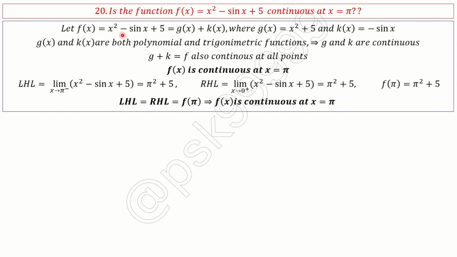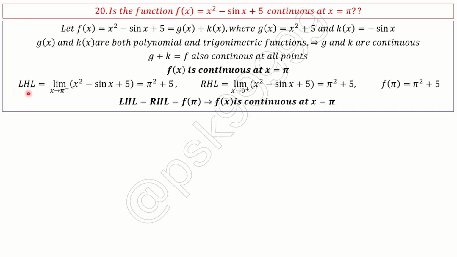Okay, f of x equal to x square minus sin x plus 5, which is equal to g of x plus k of x. Let's say g of x is x square plus 5, k of x will be minus sin x. Now g and k are polynomial and trigonometric functions, so both are continuous. So g plus k equal to f also continuous at all points. F of x is continuous at x equal to pi. So this is the explanation which we can easily tell this is continuous.